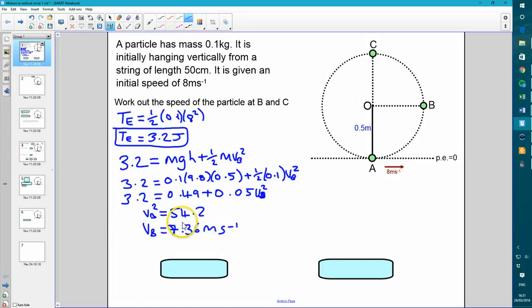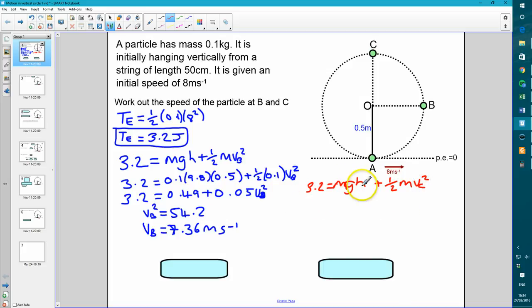Okay, now I've deliberately written down what v squared is at B, because that's something that we will need later on. So that's going to be at B, and also at C we're going to do a similar thing. I'll use a different colour. So at C we've got our total energy, which is 3.2, is going to be equal to mgh plus a half of m and the velocity of C squared.